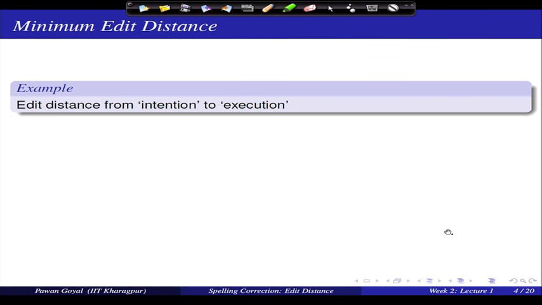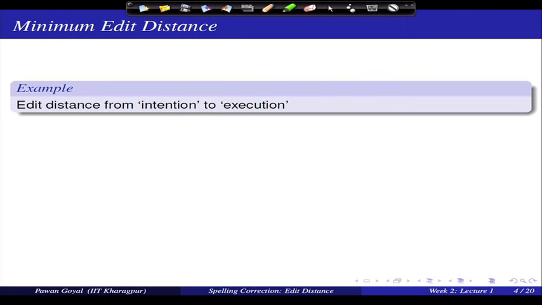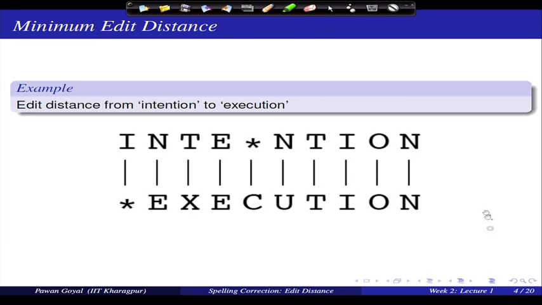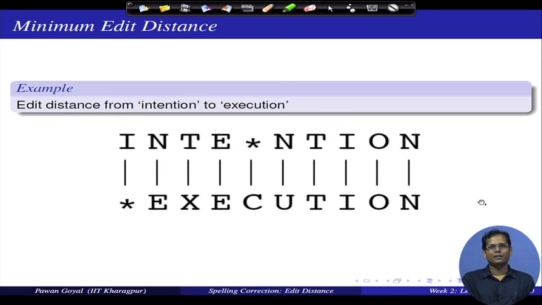Okay, so let's take a simple example. The initial word is intention and the final word is execution, and I want to find out how many of these operations are required to go from intention to execution. Okay, so now, if I try to see that, what am I doing to go from intention to execution?